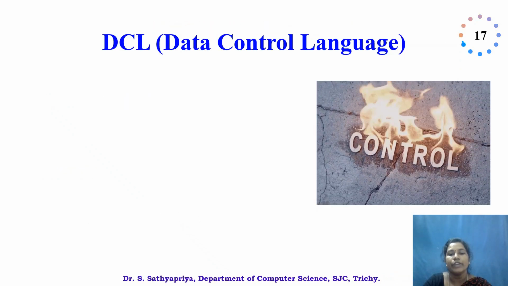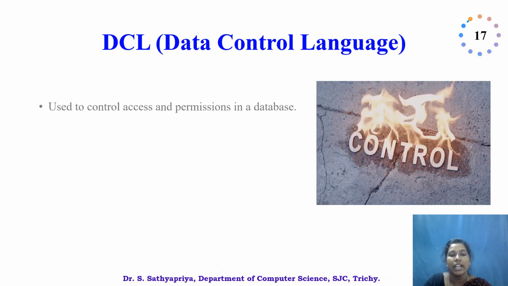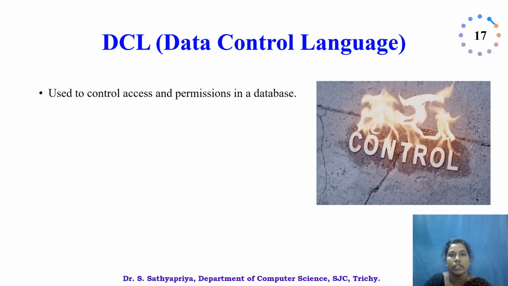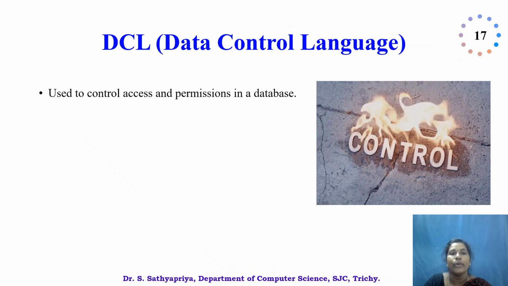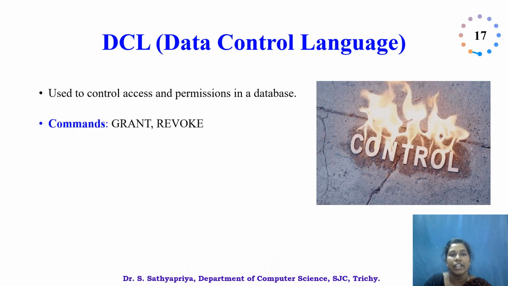DCL is a subset of SQL that deals with the permissions and access control for database objects. It primarily includes the following two commands: grant and revoke. Grant is used to assign specific privileges to users or roles.